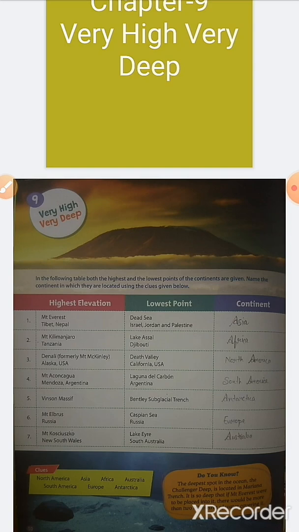So the Dead Sea is a salt lake bordered by Jordan to the east and Israel and the West Bank to the west. Its surface and shore are 430.5 meters below sea level. And Dead Sea is the Earth's lowest elevation on land.